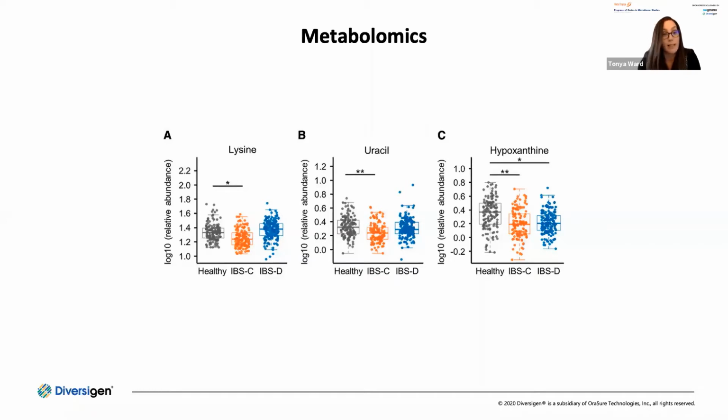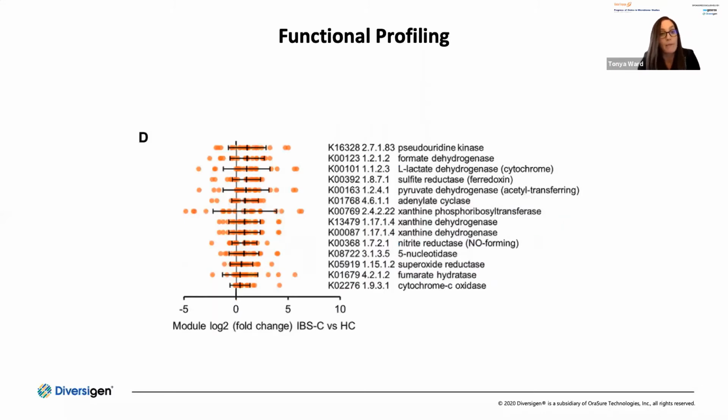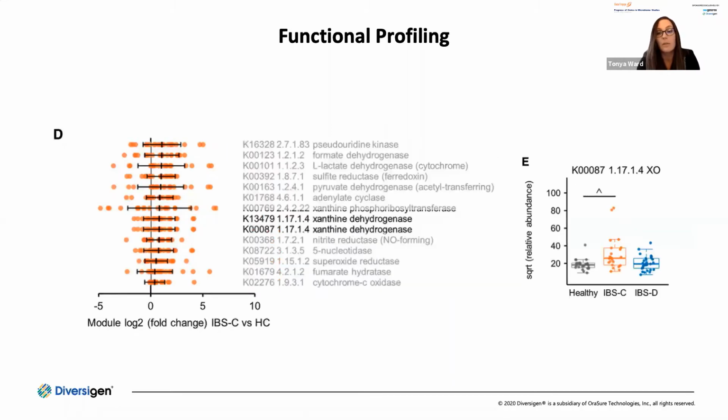The next thing that we looked at in terms of all of our omes for this study was the functional profile that we derived from the shotgun metagenomics that we did on the stool samples. Because it's shotgun sequencing, we're able to get a really accurate representation of the genes within the bacteria in the microbiome. What we found was that there are two types of xanthine degradation enzymes that were in higher abundance in IBS patients, including xanthine dehydrogenase, which is KO87 in the KEGG orthology hierarchy.